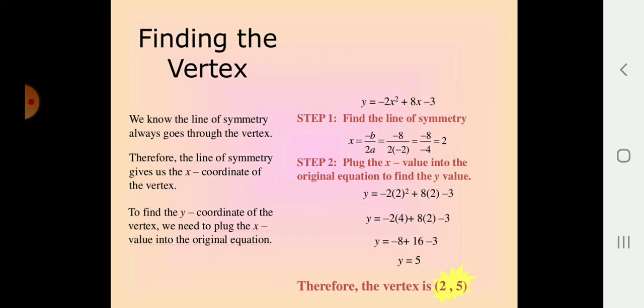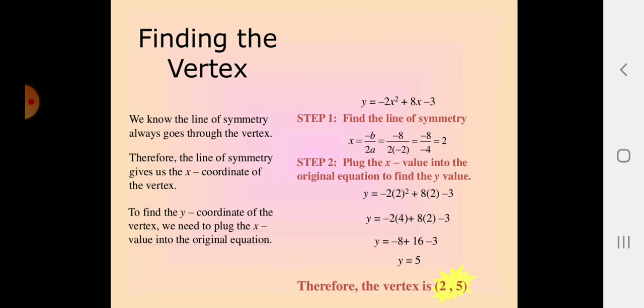So x equals negative b over 2a. So equals negative, negative 8 over 2a. The 2a is negative 4, so equals negative 8 over negative 4, so equals 2.